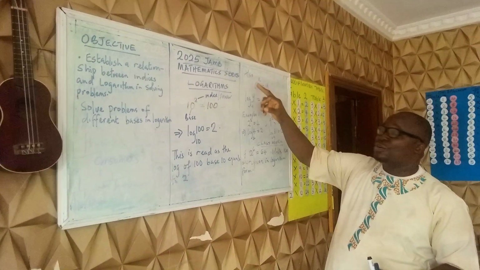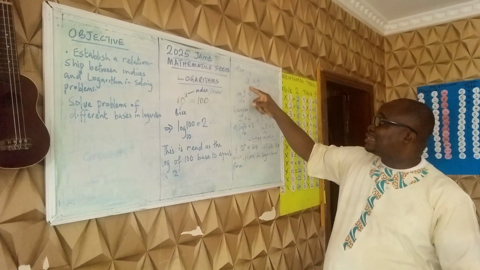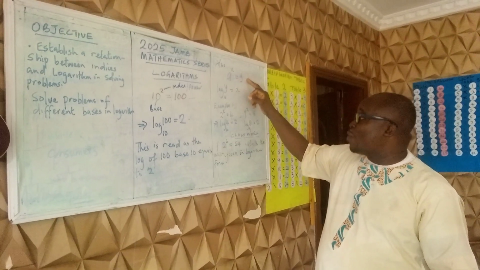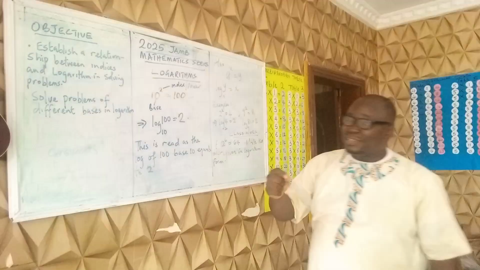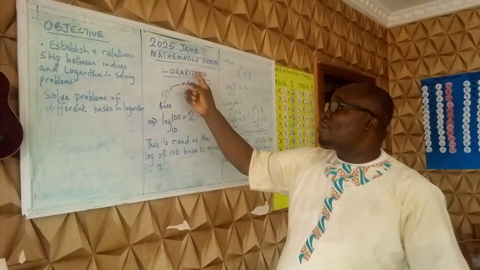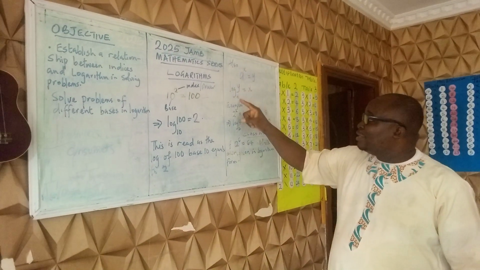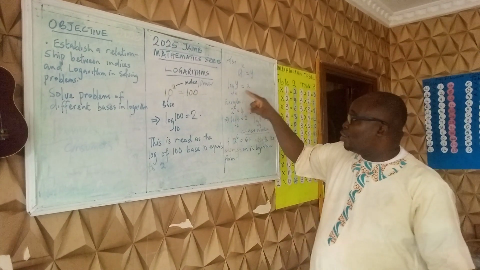Similarly, we can also say that in an exponential or index form expression, when I say a raised to power x is equal to y, if I want to represent it in a relationship that looks more like a logarithm, I will say that the logarithm of y to base a is equal to x.